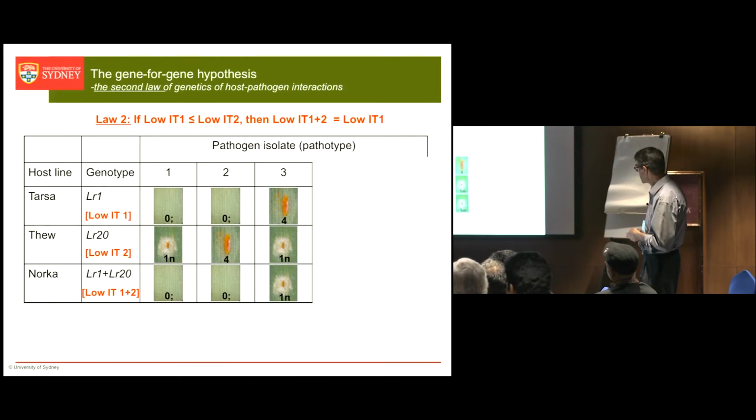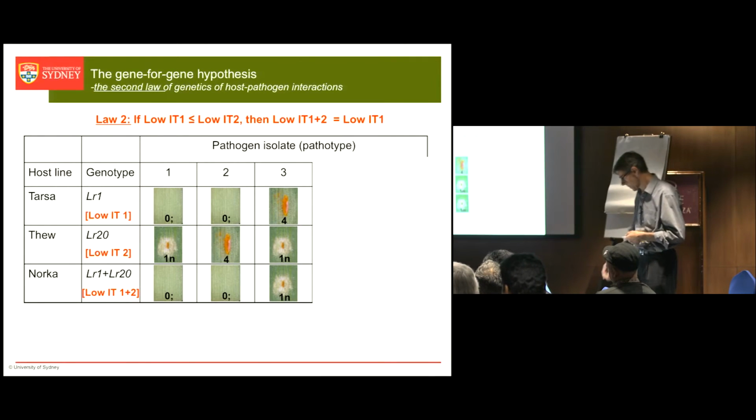All right, so you could take 3 pathotypes and inoculate Norca, and depending which one you use, you'll see a different infection type. That tells us that Norca carries more than one resistance gene because these infection types are different. And if we know the pathogenicity of the isolates on those genes, then we can deduce a genotype for Norca using the gene for gene hypothesis.